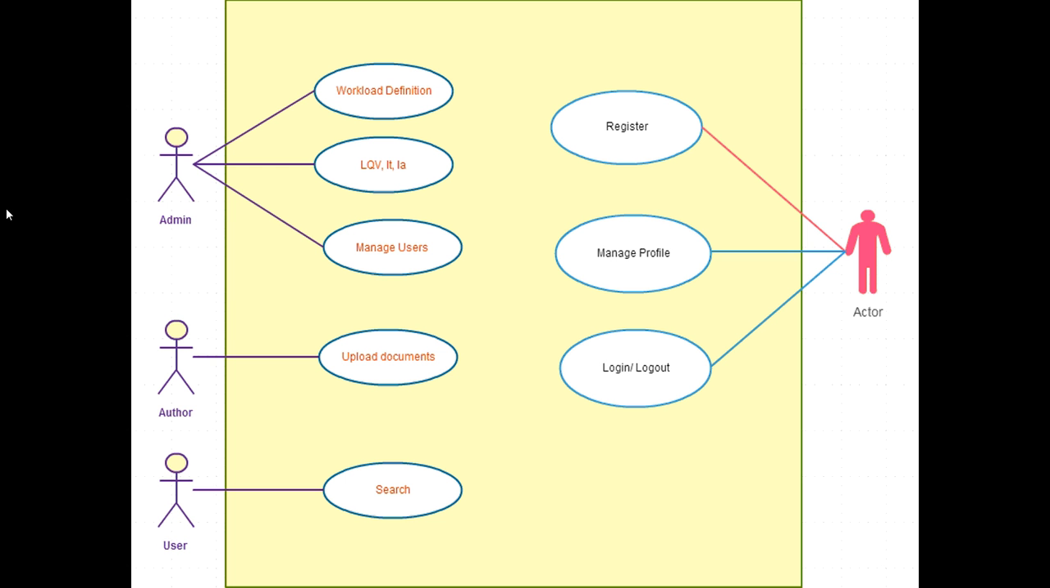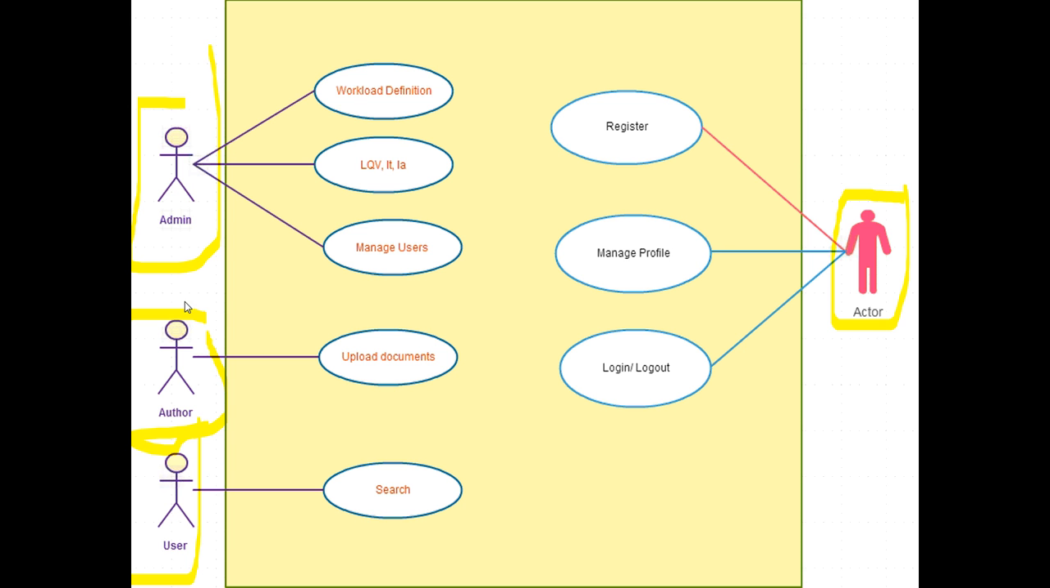So this is how the use case diagram for this project looks. If you can clearly see, there are three roles in our project. We call the first one an admin, the second one an author, and the third one a user. Okay, so this guy happens to be the common role. It could be any one of these.